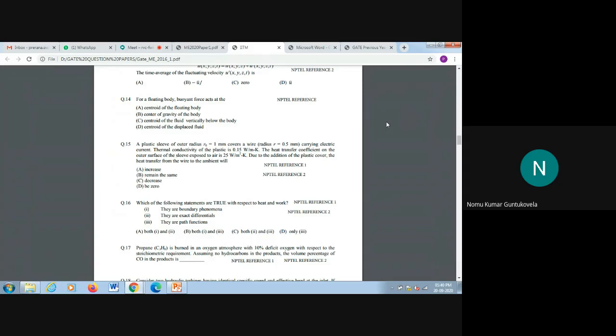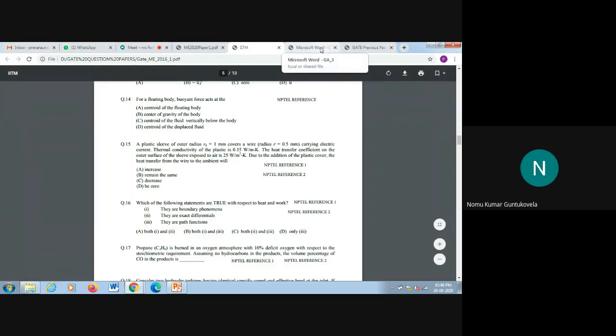So here, for a floating body, the buoyant forces act as the... we have the options: center of the floating body, center of gravity, center of the fluid vertically below the body, and center of the displaced fluid. So for a floating body, the buoyant forces act at the center of the displaced fluid. That is our option, D.